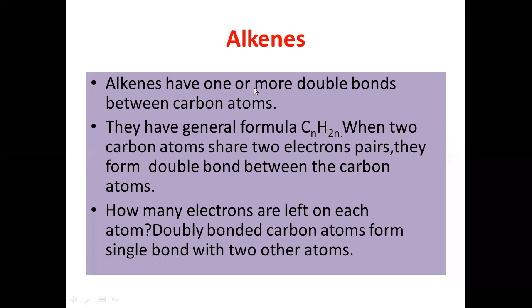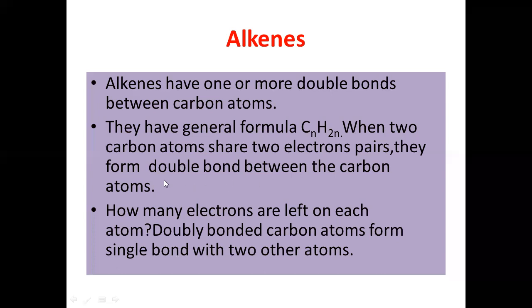What is the general formula of alkene? The general formula of alkene is CnH2n, and there is no plus 2. In the case of alkane, the general formula was CnH2n plus 2. But due to the carbon-carbon double bond, alkenes have 2 hydrogen atoms less than alkanes. So there is no plus 2 in this case. The general formula for alkenes is CnH2n.